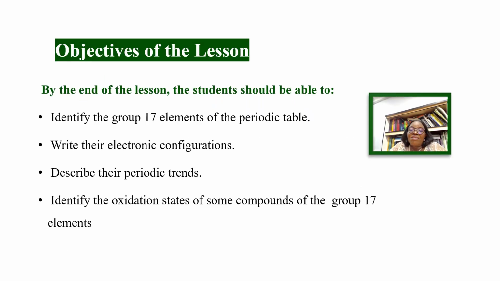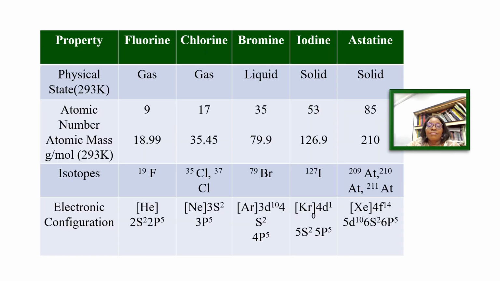The objective of this lesson: by the end of the lesson, the student should be able to identify the group 17 elements of the periodic table, write their electronic configuration, describe their periodic trends, and identify the oxidation state of some of the compounds of the group 17 elements.